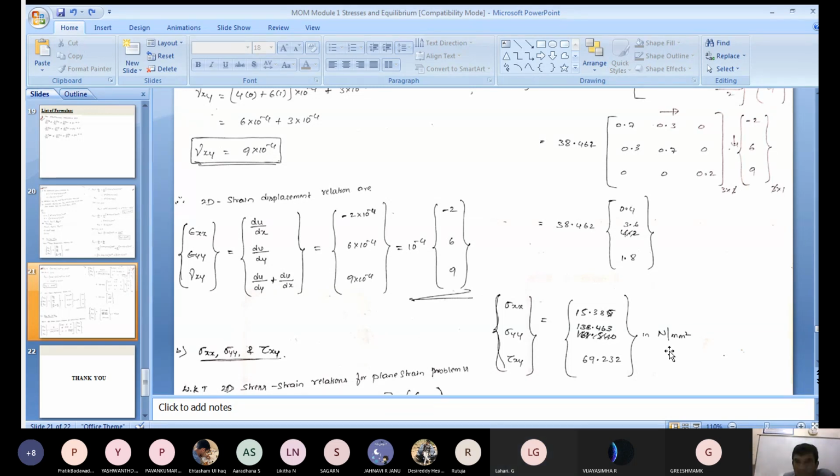After the decimal, variation may occur depending upon your calculation. After the decimal, consider a minimum of 3 digits, and if there is a fourth digit, round off to the third digit, higher or lower depending on the value you got, then you get the accurate value. Similarly, sigma yy: 138.463. Yes, 138.463, right. Tau xy.